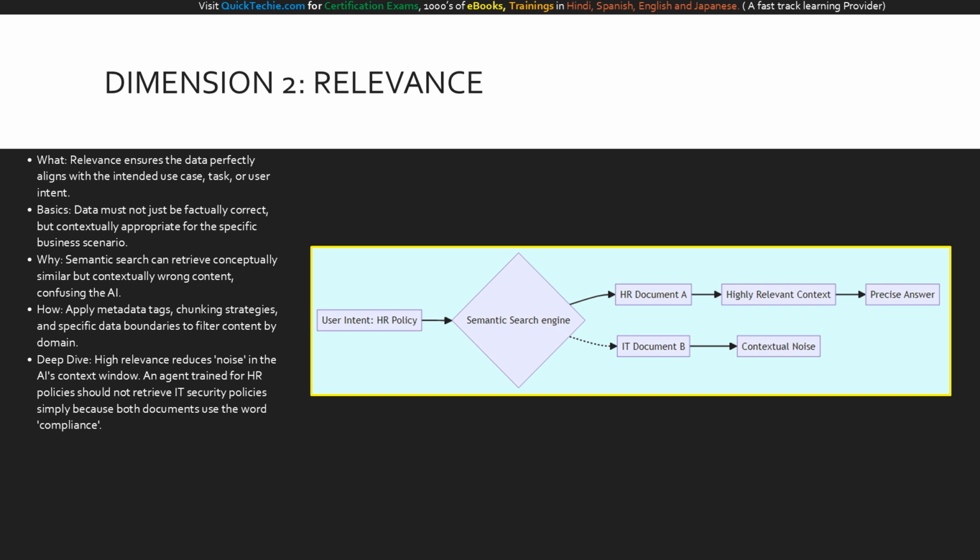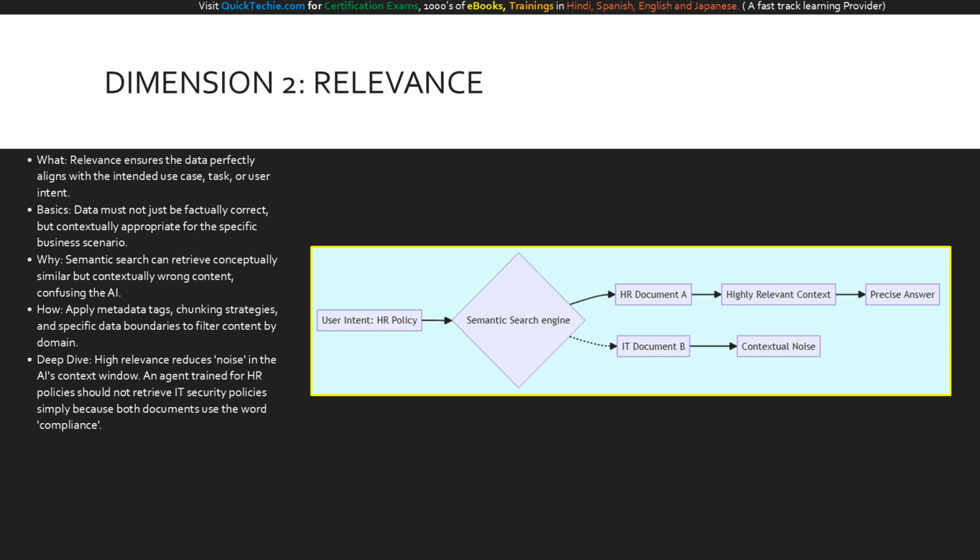How do we guarantee relevance? We must apply strong metadata tagging, effective chunking strategies, and strict data boundaries to filter content by its specific business domain. In a deep dive scenario, remember that language models have a limited context window. If we fill that window with irrelevant noise, the AI loses focus on the actual user prompt. High relevance keeps the AI laser-focused on the exact workflow at hand, driving much higher quality responses. If you look at the diagram on your screen, you will see a visual representation of how relevance impacts AI outputs.